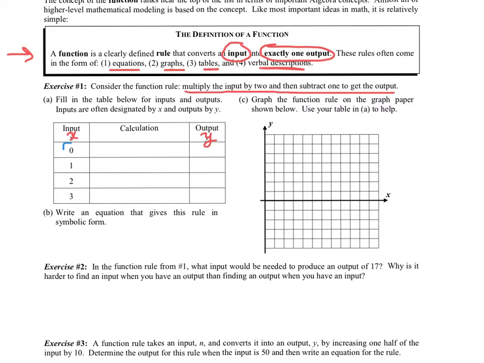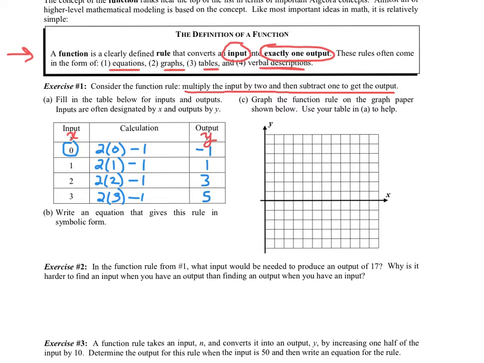So if our input is 0, I multiply that number by 2, and then I subtract 1 to get the output. My output would be -1. If my input is 1, I take that input, I multiply it by 2, and I subtract 1. 2 times 1 is 2, minus 1 would be +1. If the input was 2, 2 times 2 is 4, minus 1, the output would be 3. If the input was 3, 2 times 3 is 6, minus 1 is 5. And we see a nice little pattern there coming out for the output.